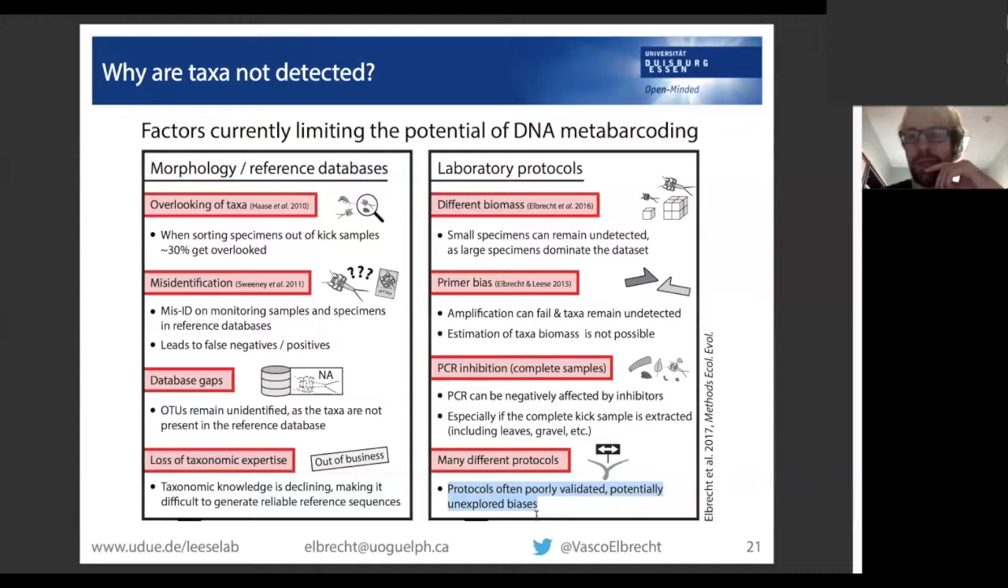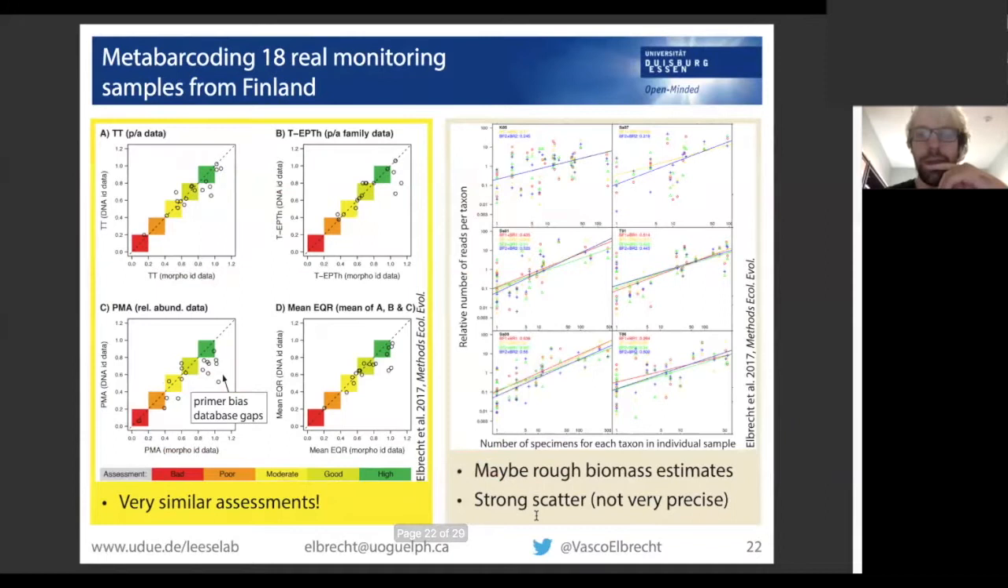So if we take the data from the Finland samples, what we see here is the assessment indices calculated with DNA and with morphological data, and those four indices are the indices used in Finland, and we see that the assessment results are quite similar between morphology and DNA-based metabarcoding. So this means that we can intercalibrate those methods quite well. Also, it's maybe possible to get rough biomass estimates, but it's not very precise.